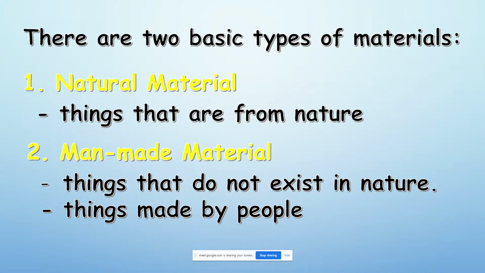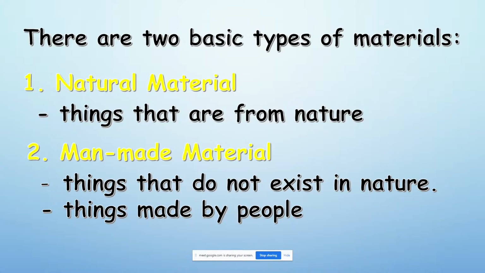Now, when you say natural materials, these are the things that you can get from nature, from the mountain, from the sea, under the sea. All right. Next is man-made material. These are the things that do not exist in nature. It means they are not from the nature. Things that are made by people. People gather the natural materials and then use them in making these things.